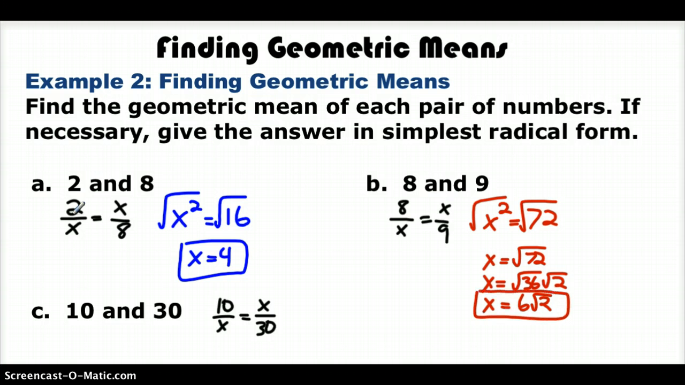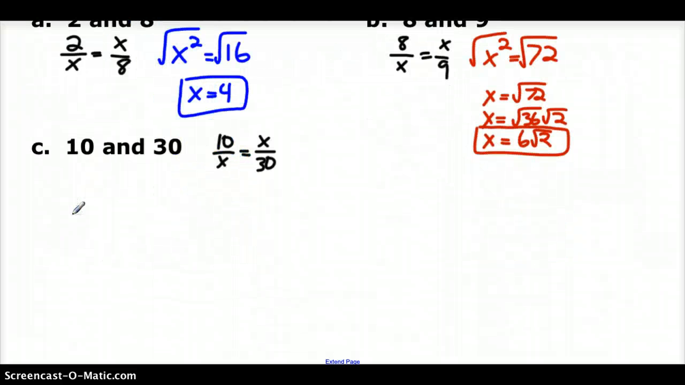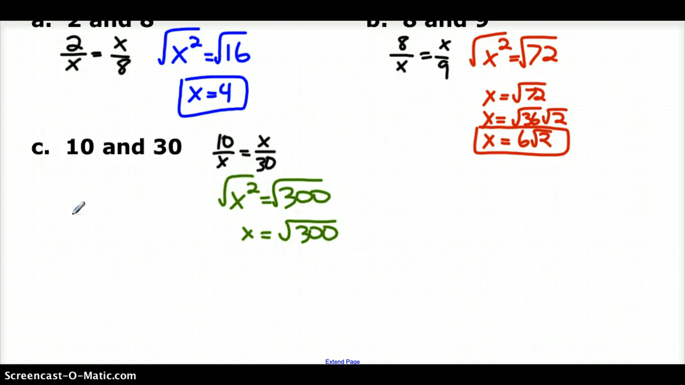And then finally, one last example here. I'm just going to scroll down a little bit. Again, I'll use the cross products property here to get x squared equals 300. I'll then take the square root of each side to get x equals radical 300. Now I can split this up. I know 100 is a perfect square, so I'll call this x equals radical 100 times radical 3, which now is going to turn into 10 radical 3.